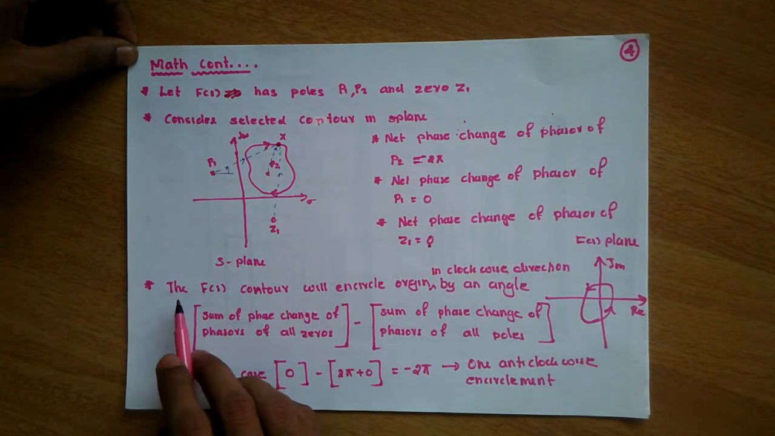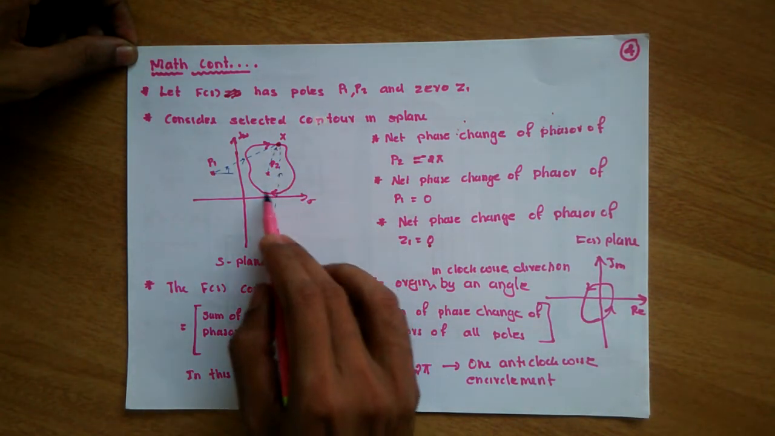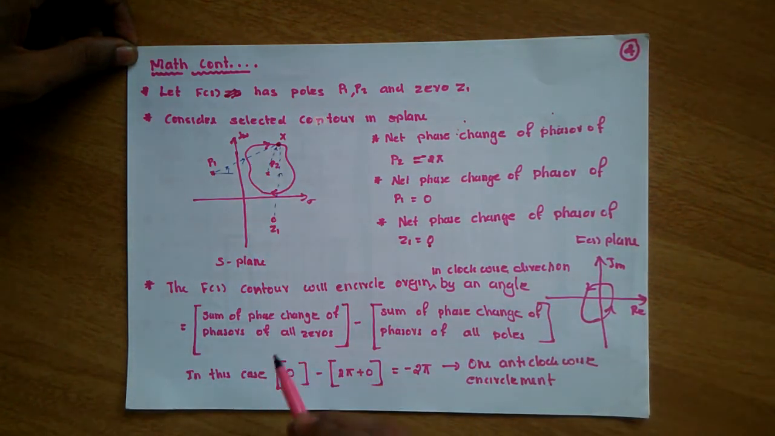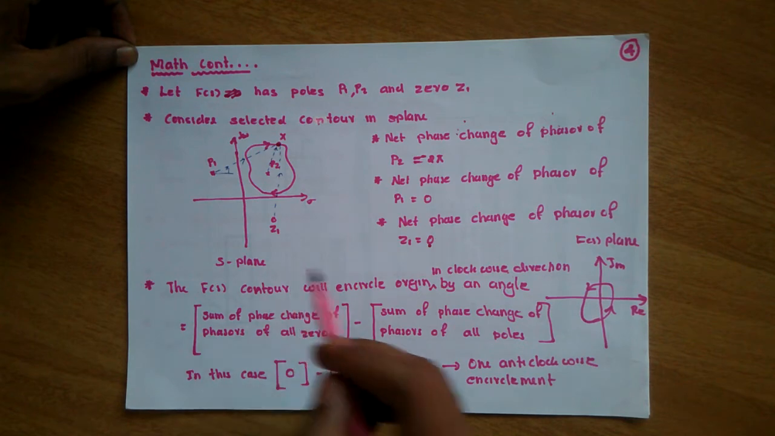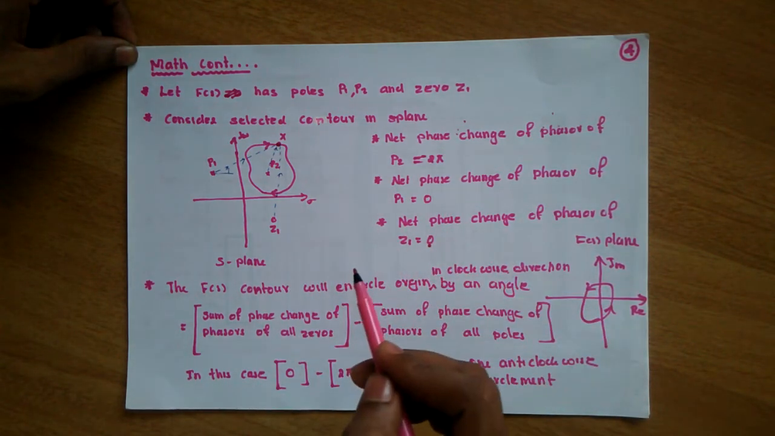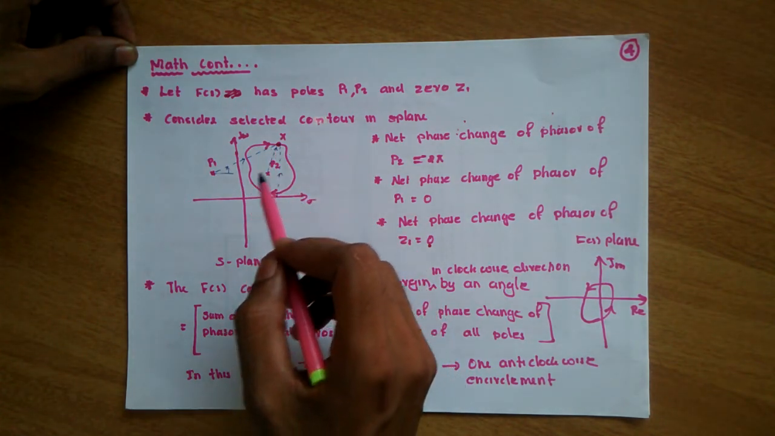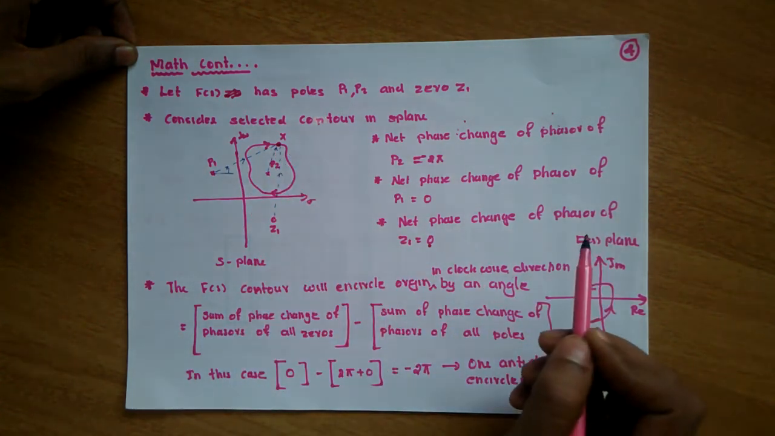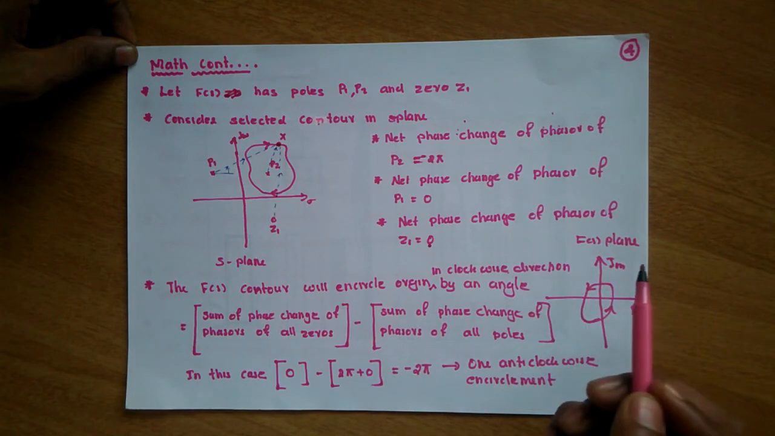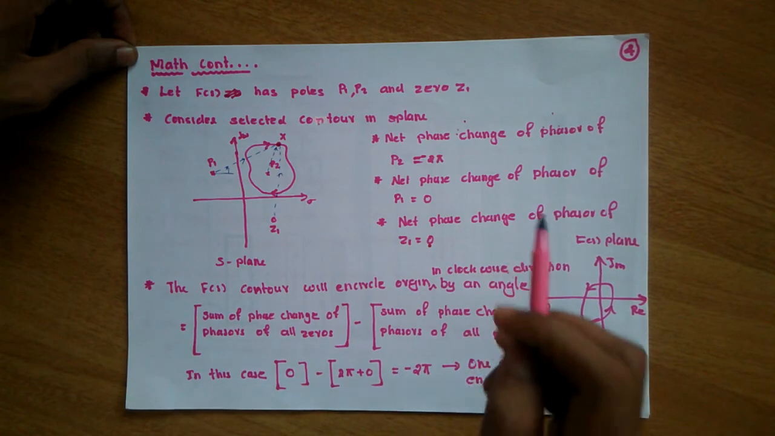So I have some conclusion. The f of s contour, that is the mapping of this closed path in the f of s plane, is also going to be a closed path that we have discussed earlier. If I am taking a closed path in the s plane, then the mapped contour in the f of s plane also will be a closed path. So mapping is going to be a closed path for sure.